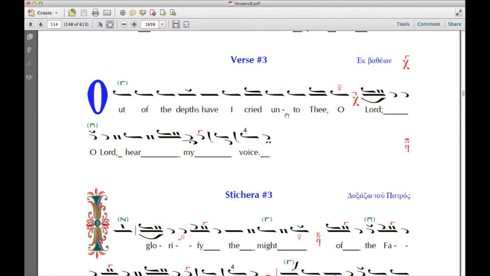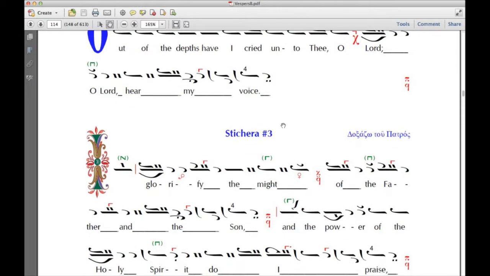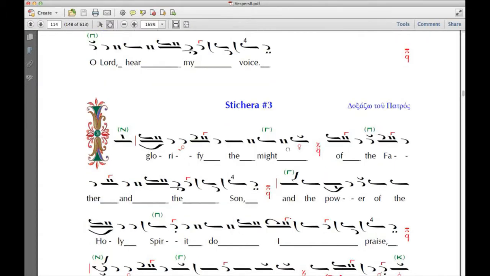Out of the depths have I cried unto thee, O Lord, O Lord, hear my voice. And I think the clarity in that comes from the flutters. If you get the little flutters on the repeated esons, then that just helps it all speak.